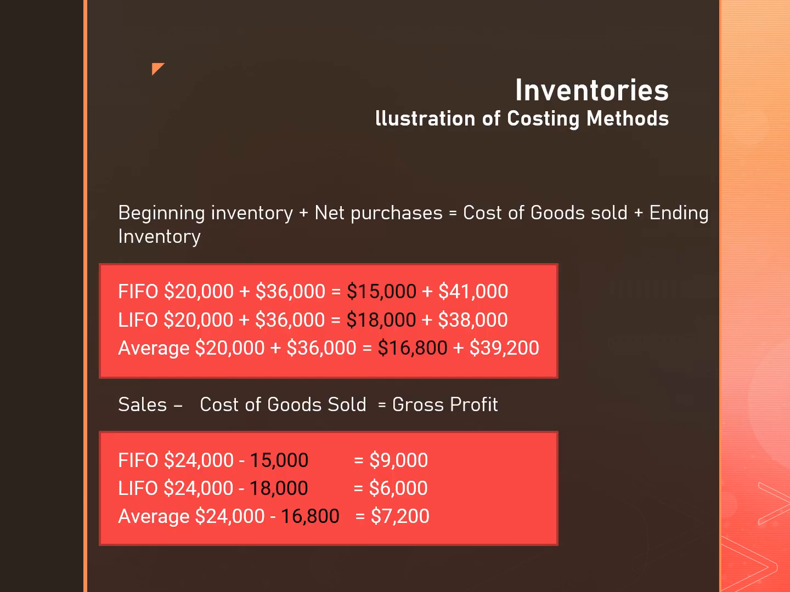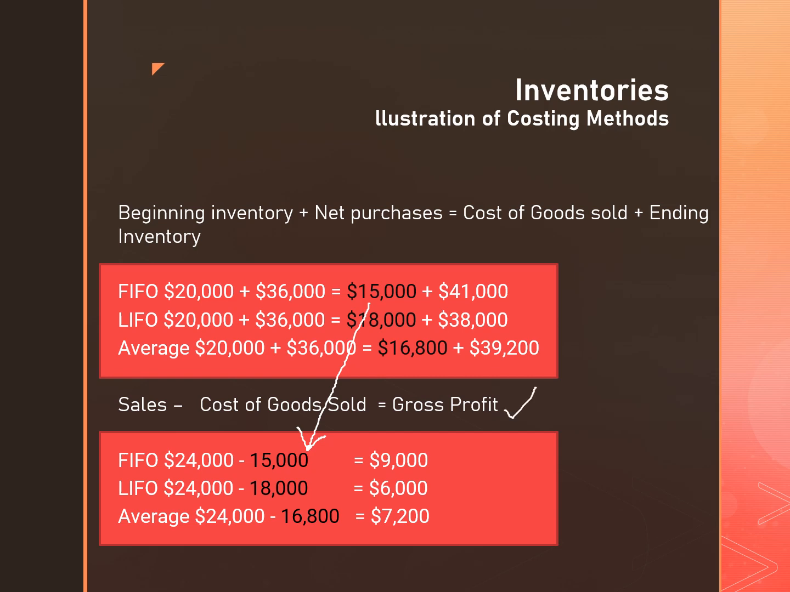Okay. Right. This one adalah the illustration of how to get the net profit out of, the gross profit out of our equation here. So, kalau guna FIFO is the beginning inventory is 20,000, net purchases is 36, equal to cost of goods sold 15, and the inventory 41. So, this 15 kita akan letakkan dekat sini. Letak di sini untuk kita dapatkan the gross profit.